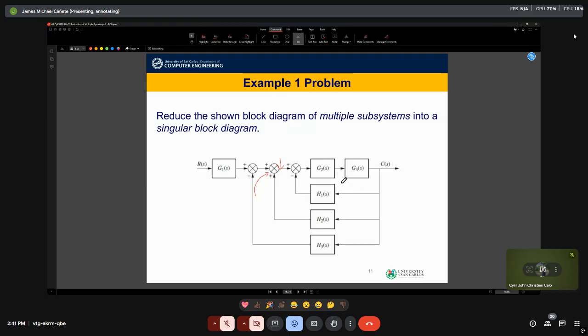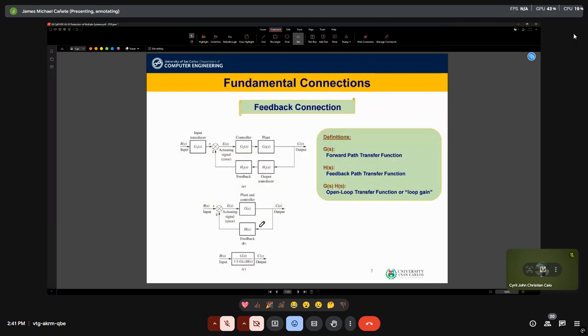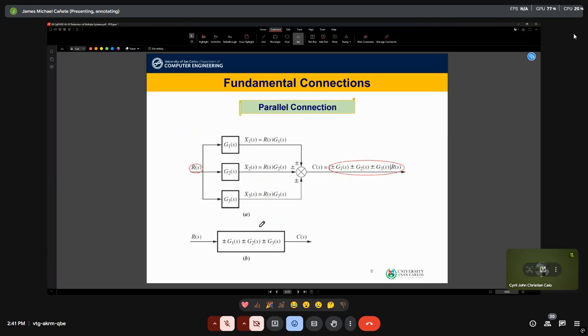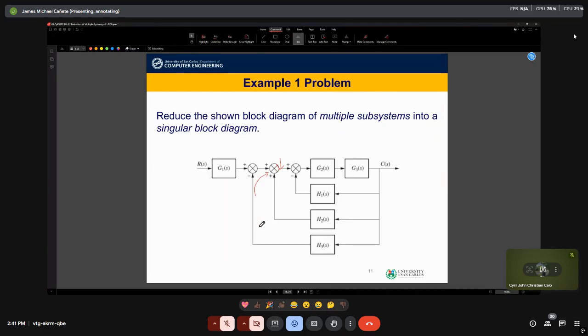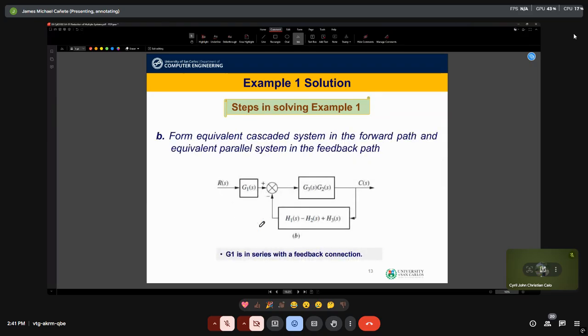and this will show that H1, H2, and H3 are actually in parallel. And it is obvious that G2, G3 are in series. But H1, H2, and H3 are now in parallel. So we can use the simplifications here and here. So this is the first step. Step 2, or step B, to be consistent with the slides, is to simplify: the two series connections, G3 times G2, and the three parallel connections, H1 minus H2 plus H3.